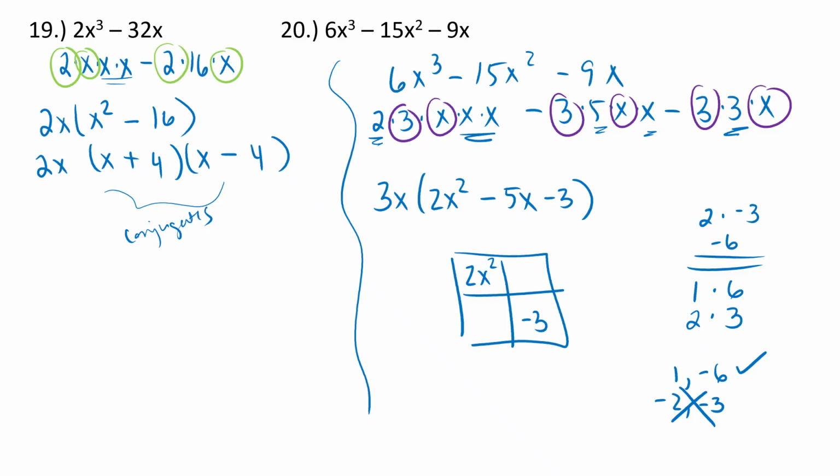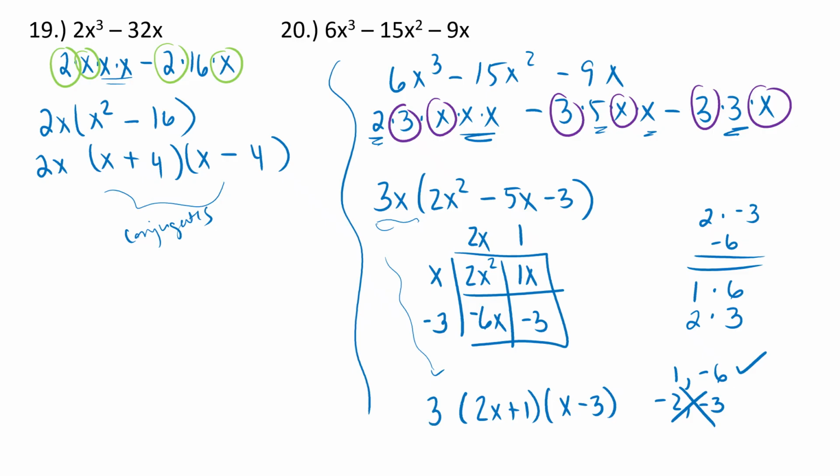All right, so what do we have going in here? We have 1x and negative 6x. GCF going across here, 2x squared and 1x is x. 2x times x gives me the 2x squared. 1 times x gives me 1x. 2x times the negative 3 gives me negative 6x, or 1 times negative 3 is negative 3. So my base is 2x plus 1. My height is x minus 3, but don't forget we had a GCF.